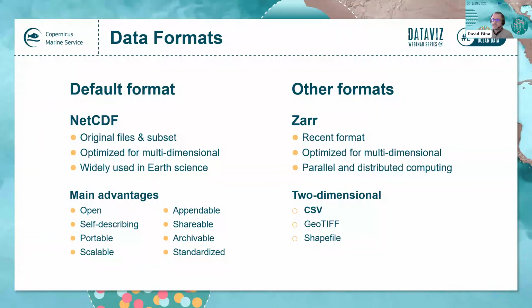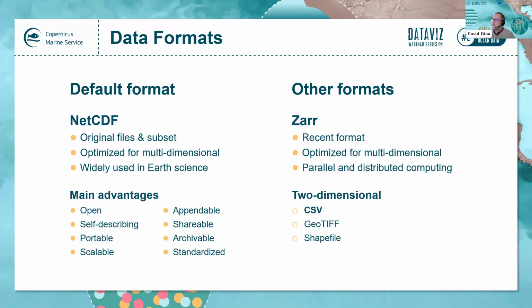NetCDF is the default format for original files, so the files produced by the providers. When you are doing a subset, this is also the default format. The NetCDF format is optimized for multidimensional data, and this is why it is widely used in earth science. On the bottom left, I have listed the main advantages of this format, but I don't have time to explain all of this in detail. So I would encourage you to check our article in our help center called Introduction to the NetCDF format if you want to learn more about the format.